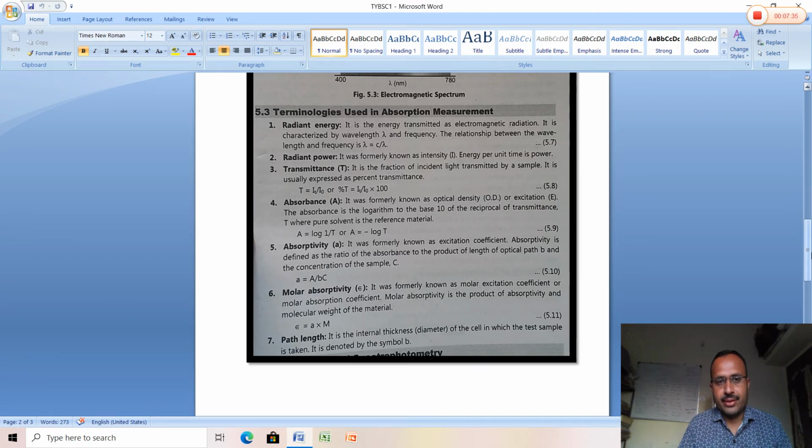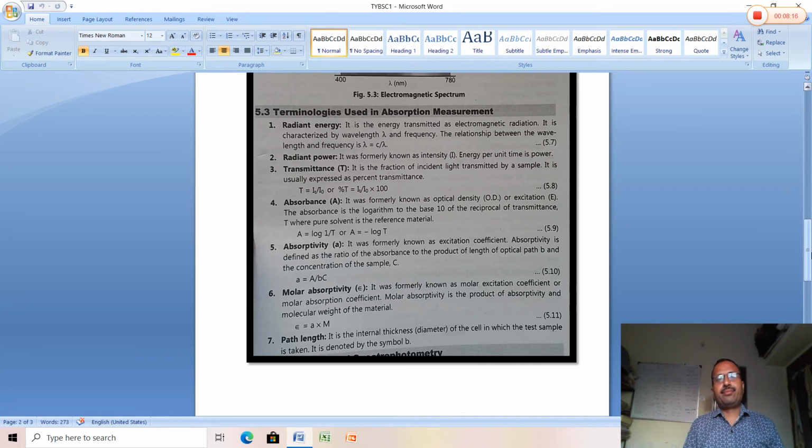The next definition is radiant power. After radiant energy, radiant power is given. It was formerly known as intensity. So the intensity of electromagnetic radiation is nothing but the radiant power, and the definition is energy per unit time. So power is nothing but energy per unit time. If you measure electromagnetic radiation, the definition should be modified in terms of the electromagnetic radiation and whatever energy is associated with it. That should be divided by per unit time. Then it is regarded as radiant power.